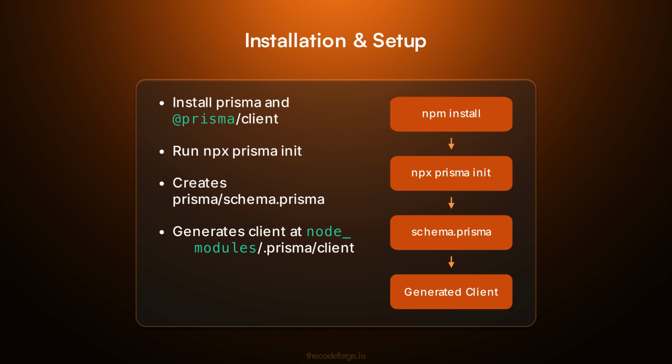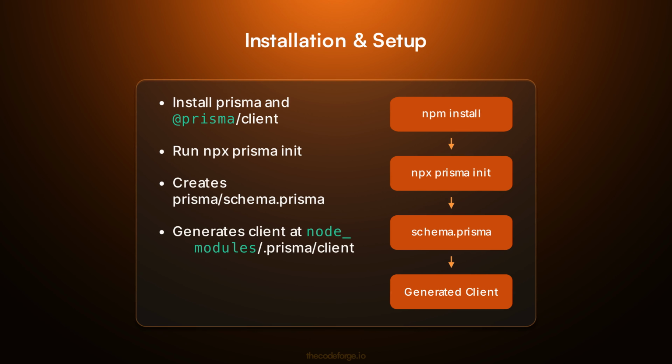Prisma supports complex filtering, cursor-based pagination, and aggregation. Use cursor-based pagination for production APIs to avoid data drift. Here are examples of cursor pagination, relation filtering, and aggregation.